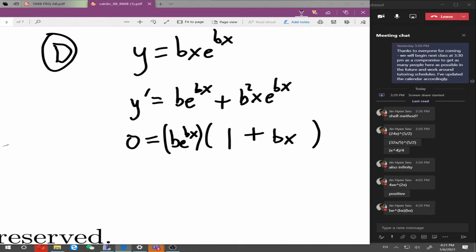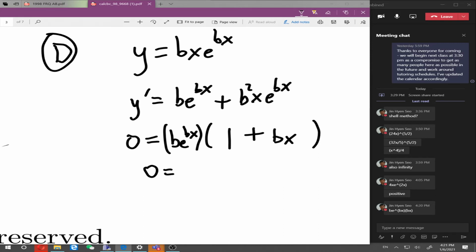I want to solve for x, so what do I need to do? You could cancel out b e to the bx. I can cancel out b e to the bx because no matter what value I plug in for x, there's no way for this left side part to equal 0.